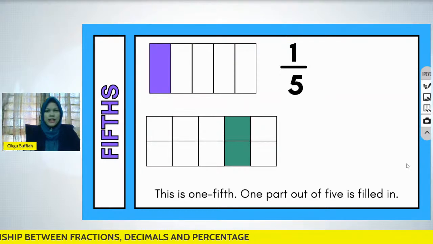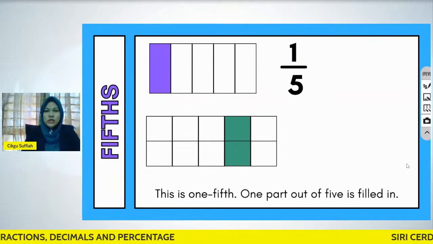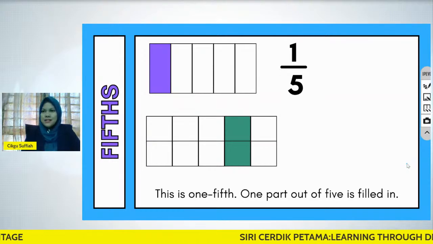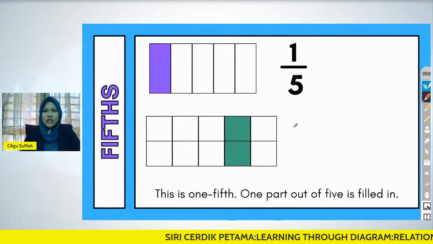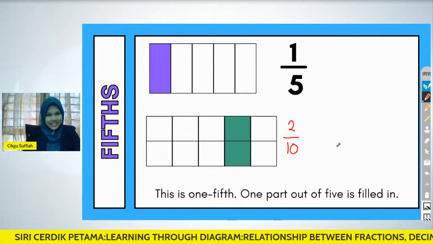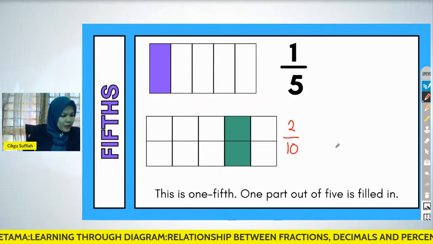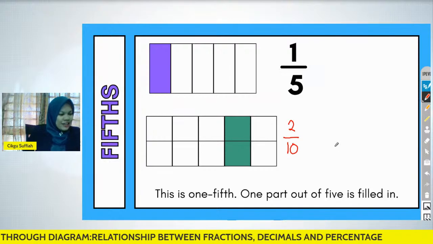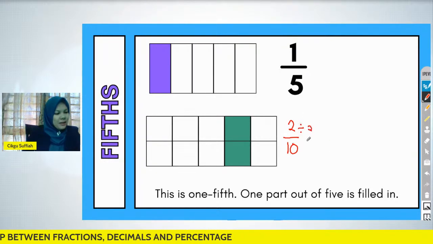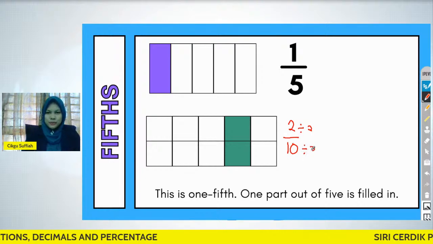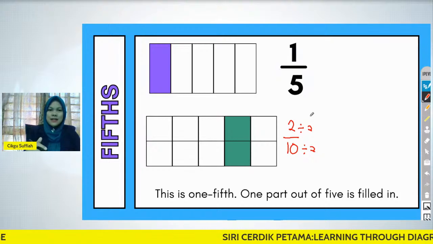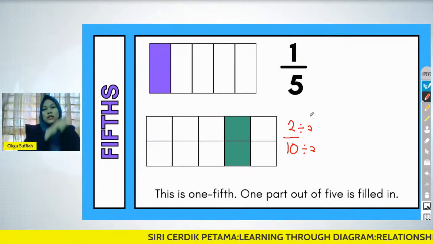Okay, so if you look at the diagram, we have 2 colored parts out of 10 equal parts. We have 2 out of 10. But then we had to simplify. Divide by 2. So both numerator and denominator need to divide by 2 when you need to simplify.